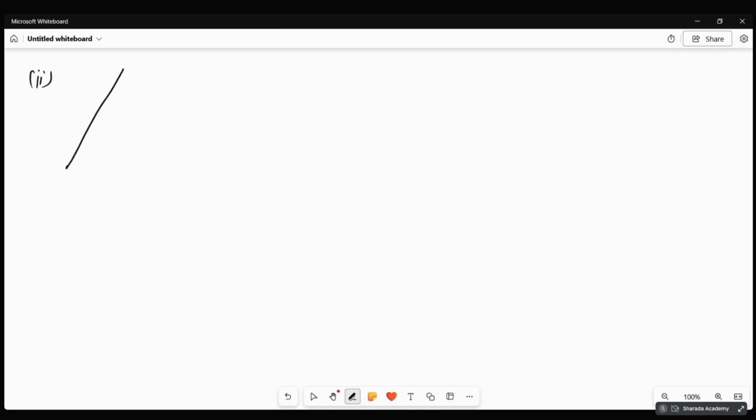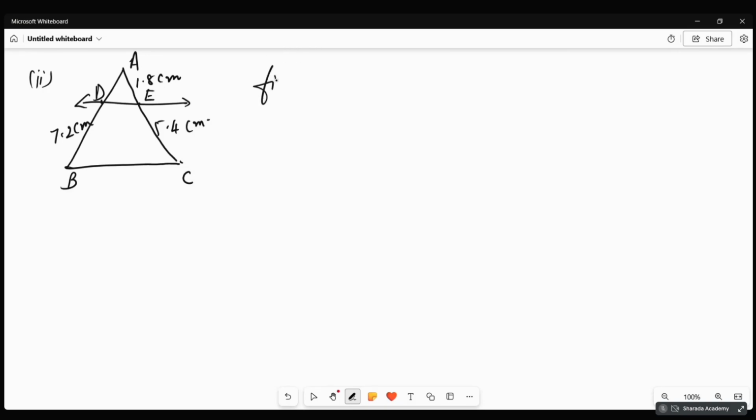Second question. This is D and it is E. A, B and this is C. What they've given, BD it is 7.2 centimeter. AE it is 1.8 centimeter. And EC 5.4 centimeter. Now find AD. And here also DE parallel to BC. Find AD.